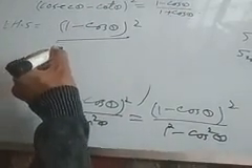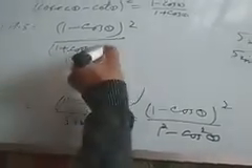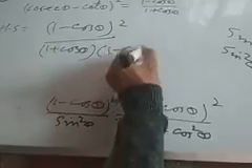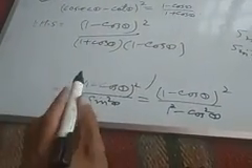1 minus cos theta ka whole square divided by a plus b into a minus b. That is 1 plus cos theta into 1 minus cos theta. So a plus b into a minus b is 1 plus cos theta into 1 minus cos theta.